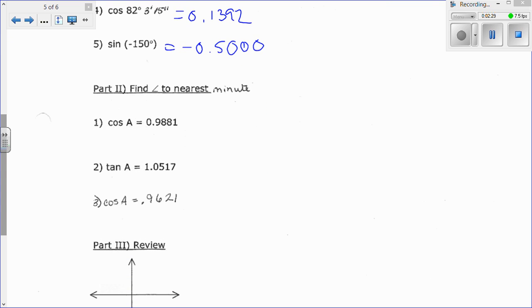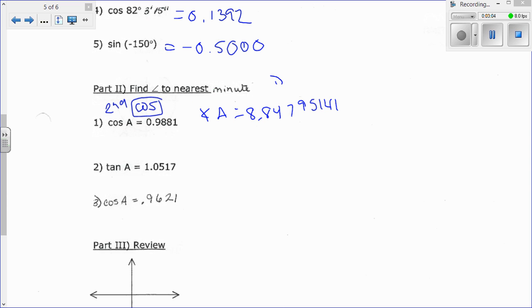For part 2, find the angle to the nearest minute. When I type this into the calculator, I will use second cosine. And when I do that, I will get angle A equals 8.84795141.